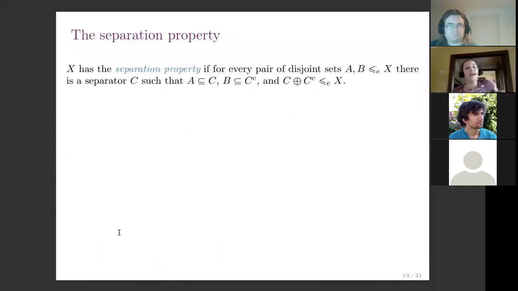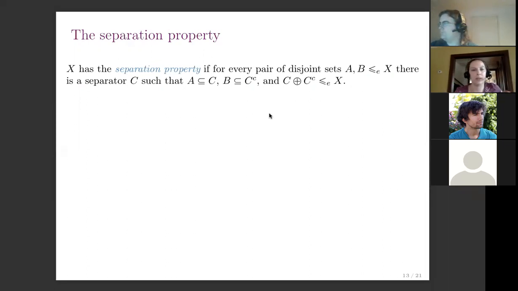So X has the separation property if for every pair of disjoint sets A and B below X, there's a separator C. Every pair of sets A and B that are disjoint and below X has a separator, where the separator here again is treated as a total object: C join C complement is below X. So we'll have A as a subset of C, B as a subset of C complement.